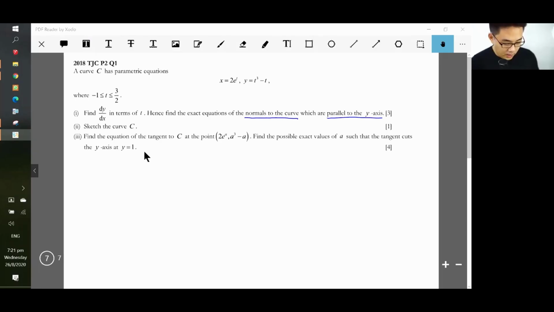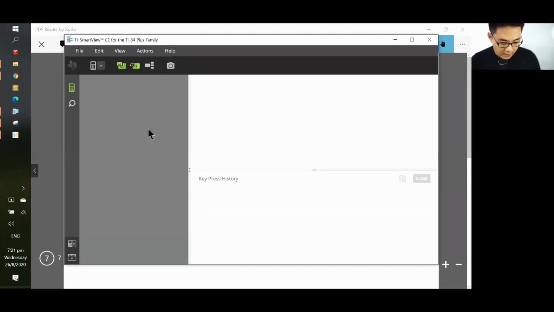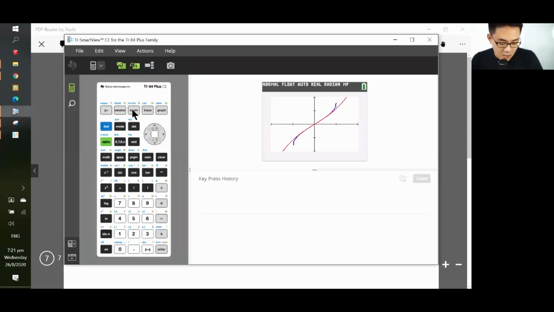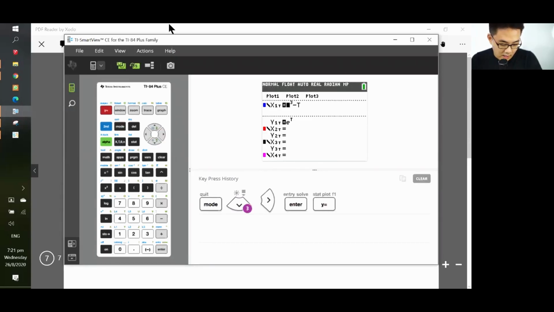So remember that when you try and sketch your parametric curve, you need to make sure you change your window setting. A lot of times students forget to change the window setting. Just remember this is very important. This costs a lot of marks every year. Okay, just remember that. So what we're gonna do is go to mode, change to parametric, and then we are good to go.